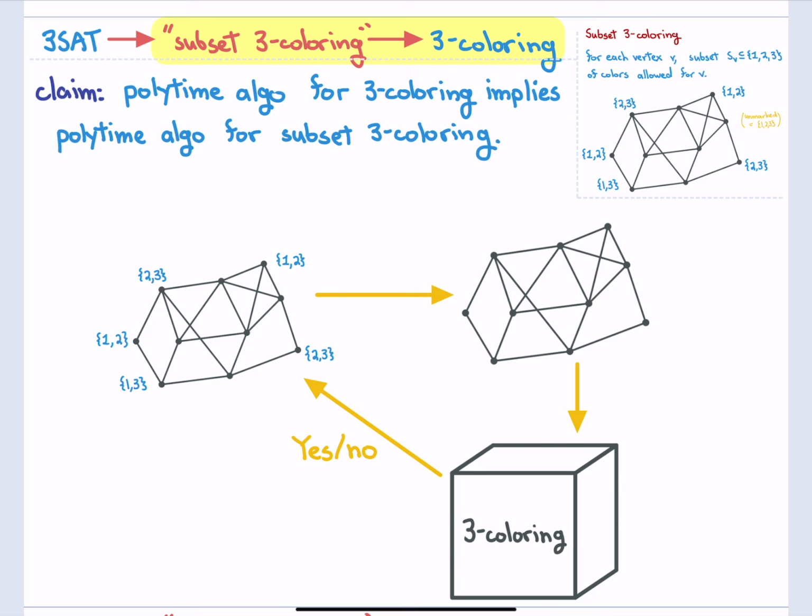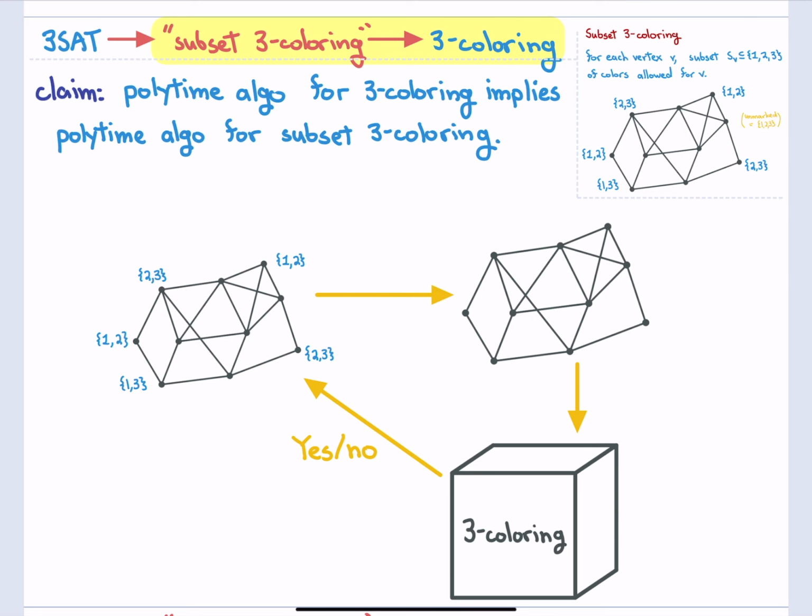Okay, so we want to argue that a polynomial time algorithm for 3 coloring gives you a polynomial time algorithm for subset 3 coloring. The opposite direction is kind of easy. So the harder direction is, can I use 3 coloring to solve subset 3 coloring? Subset 3 coloring is the harder version of the problem. It's more restrictive. So somehow we need to take as input an instance of subset coloring.